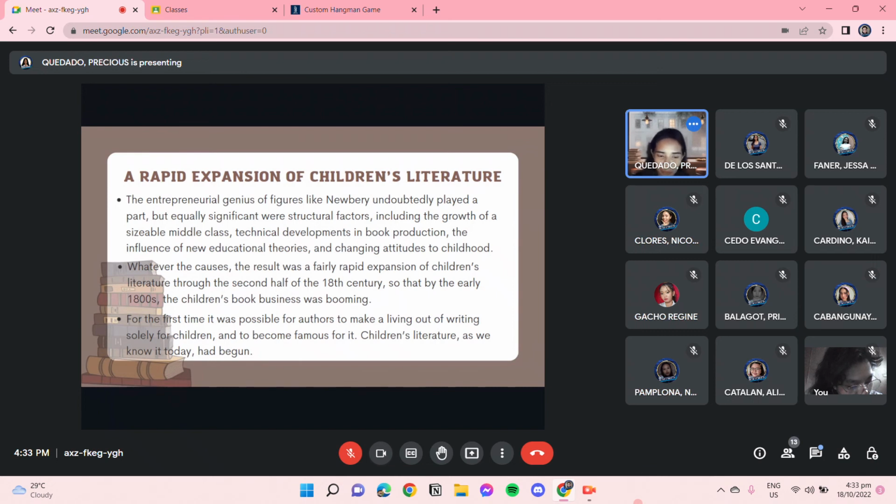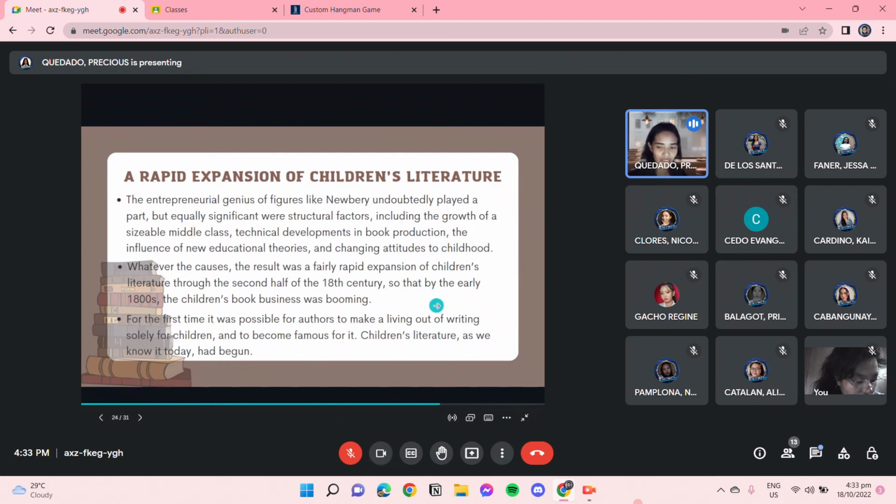But it is not the only factor. We have to include the growth of a sizable middle class, so there are more people that can consume things like this. There are also technical developments in book production. As I told you earlier, in the 1920s the publisher could mass produce books with colors. And there are also the new educational theories and the changing attitudes to childhood.